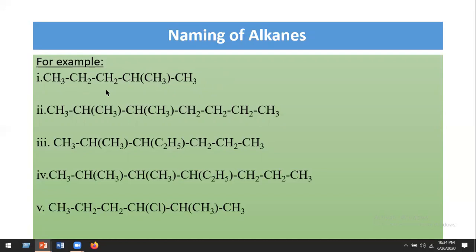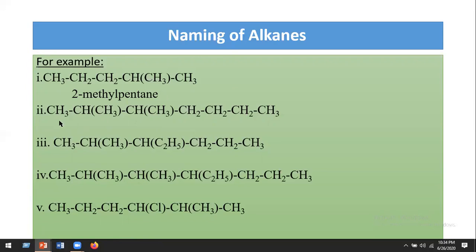So the name of this compound will be 2-methyl. Why 2-methyl? Because this methyl group is attached to carbon number 2. So 2-methyl pentane, 1, 2, 3, 4, 5. 5 carbon containing alkane, that is pentane. 2-methyl pentane, the name of this compound.